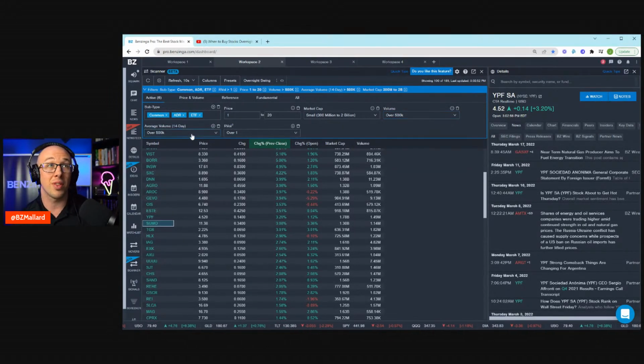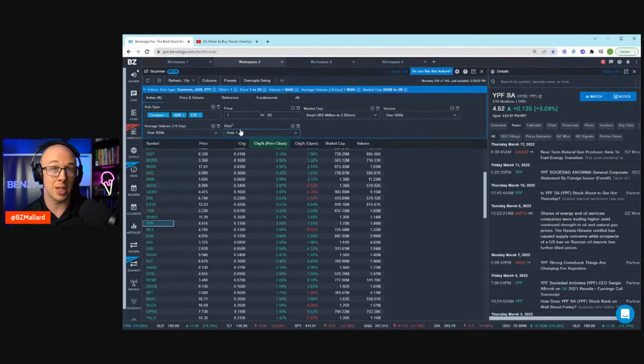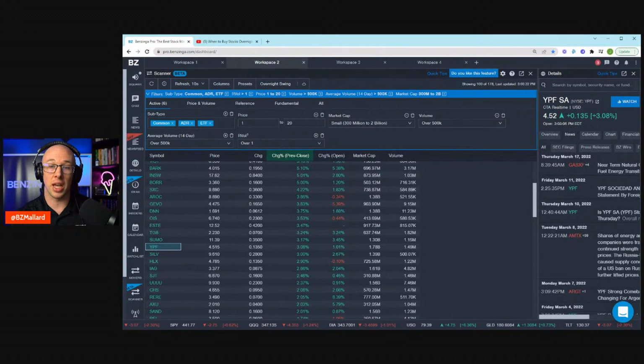You don't want to get stuck in a trade overnight and then not be able to exit the trade. Also, the average volume is over 500,000 shares per day, and the relative volume is over one, meaning that it's trading above the normal volume compared to what the average was over the past 10 trading sessions. So all of that is up here. I might zoom this in a little bit. Let me know in the chat if you can see everything okay.